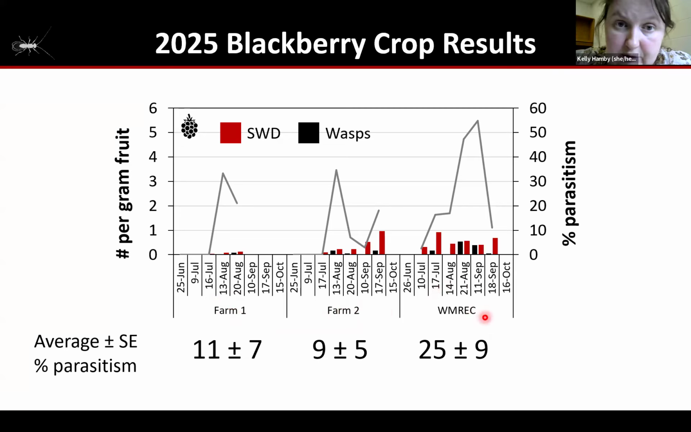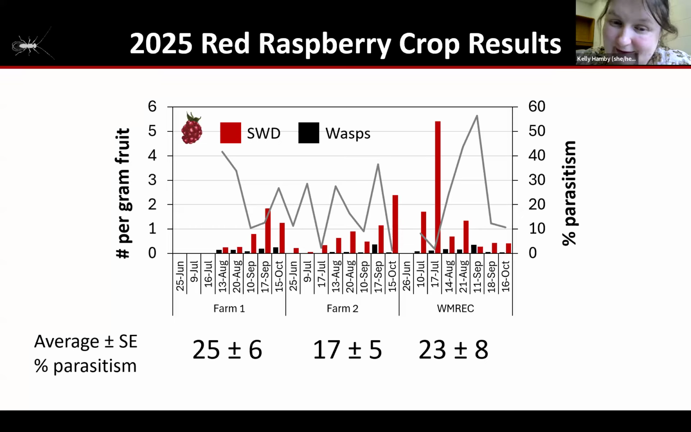At the Western Maryland site, I don't spray anything. So we have pretty high spotted-winged Drosophila populations. And our average parasitism we were finding in blackberries was around 11% at one of the farms, 9% at the other, and 25% at the Western Maryland site. Compared to raspberries, which they really like, you can see there were a lot more flies per gram fruit in the red, and also the wasp parasitism rates averaged around 25% at one of the farms, 17% at the other, and then 23% at Western Maryland. So we are seeing decent parasitism even in the crops.